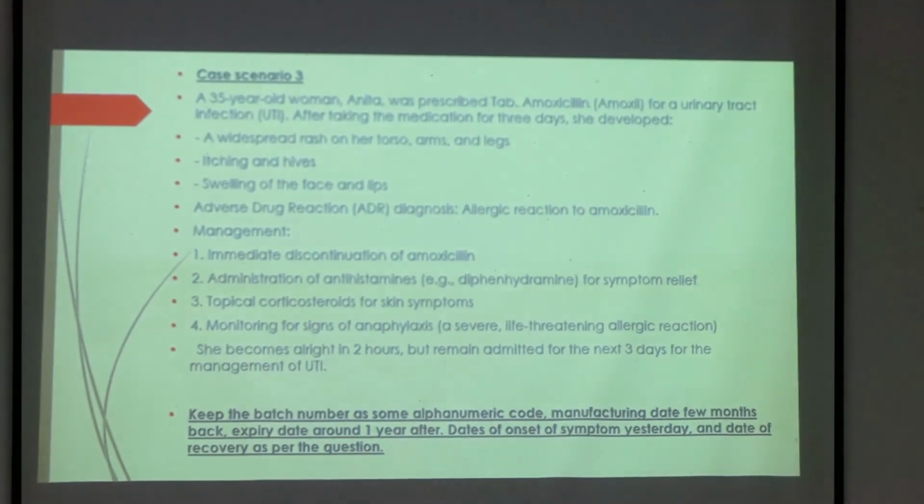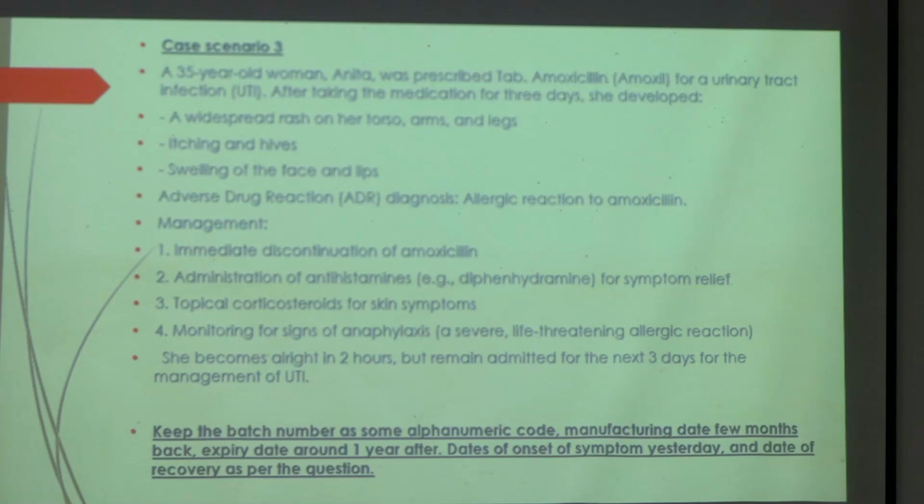A 35-year-old woman, Anita, was prescribed tablet amoxicillin for urinary tract infection. After taking the medication for 3 days, she developed a widespread rash on her torso, arms and legs, itching and hives, and swelling of the face and lips. Diagnosis: the ADR is an allergic reaction to amoxicillin. In management, immediate discontinuation of amoxicillin, administration of antihistaminics and topical steroids, and monitoring for signs of anaphylaxis. After 2 hours, the patient became alright, but remained admitted for the next 3 days for management of UTI.